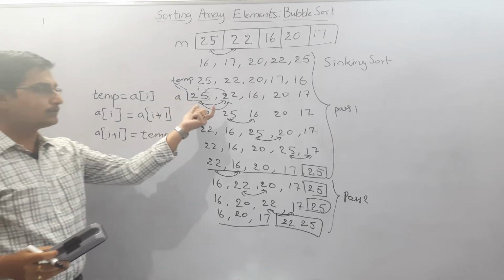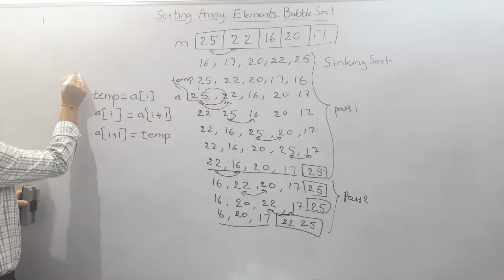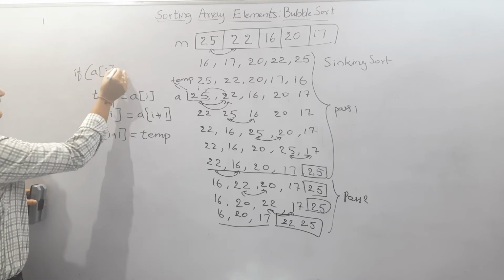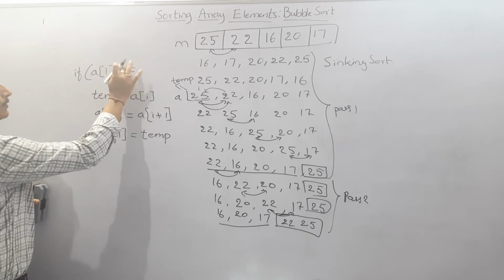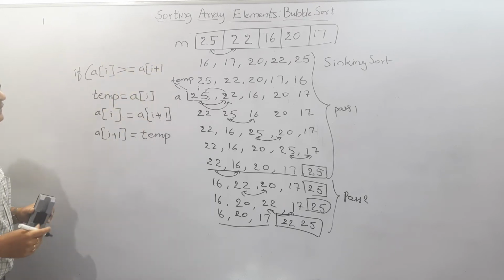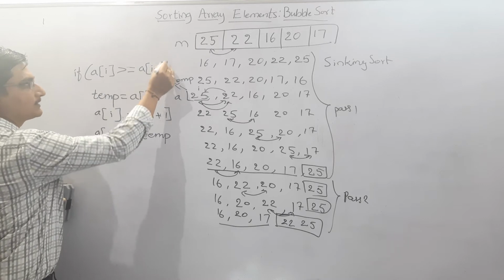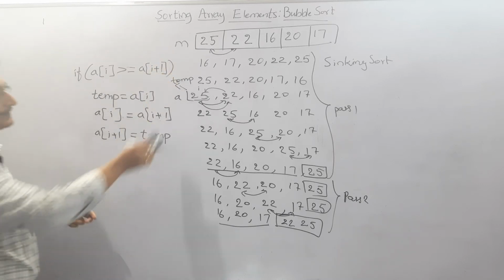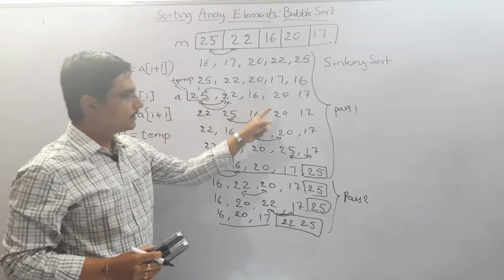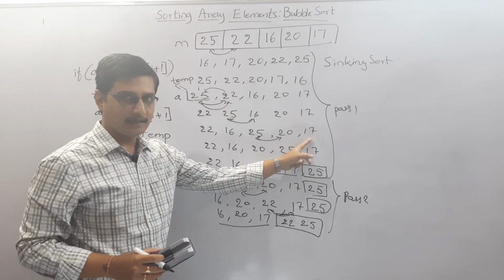When we carry out this swapping process, if A of I is greater than or equal to A of I plus 1, then we carry out this process, right? And see the whole process will be carried out till we reach the last element.